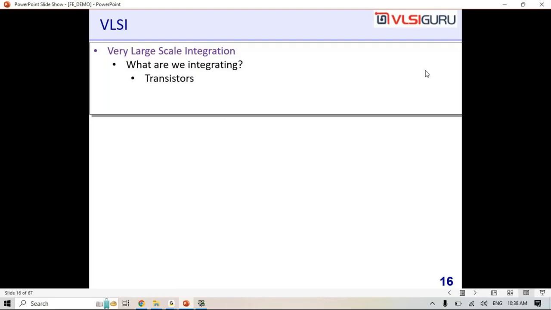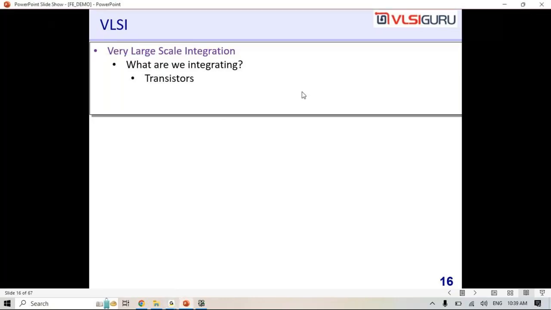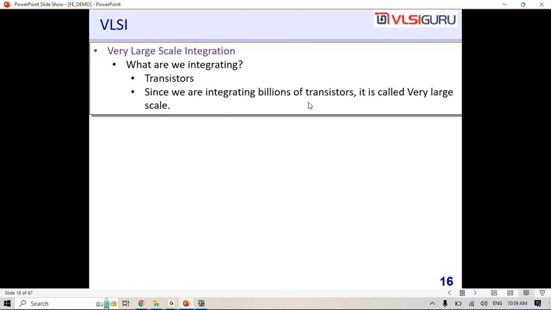How many transistors we are talking about? Billions. That is called as very large scale. You understood why we are calling it as very large scale? So since we are integrating billions of transistors, it is called as very large scale integration.